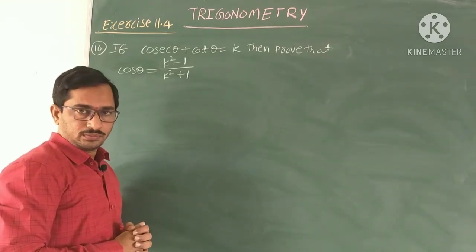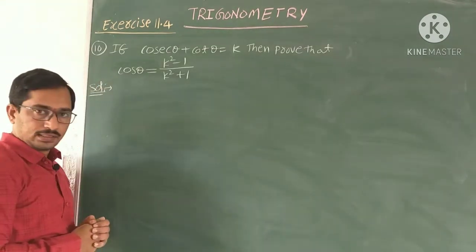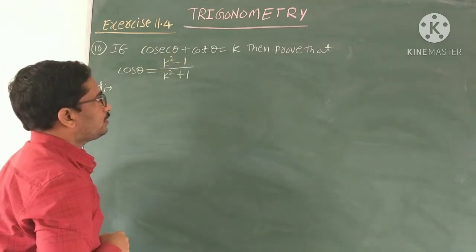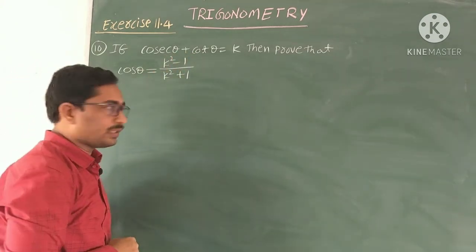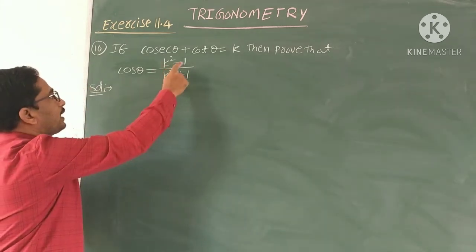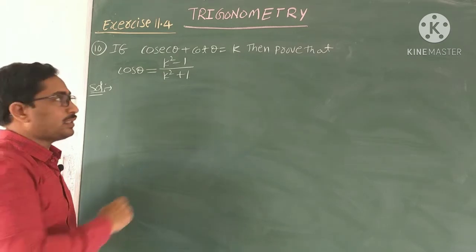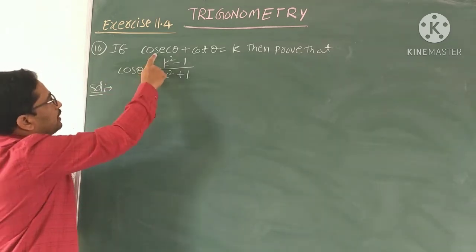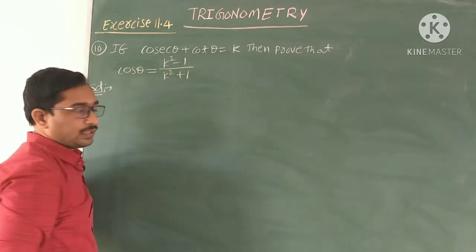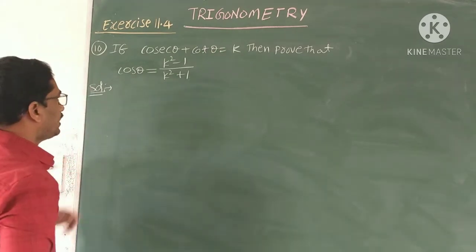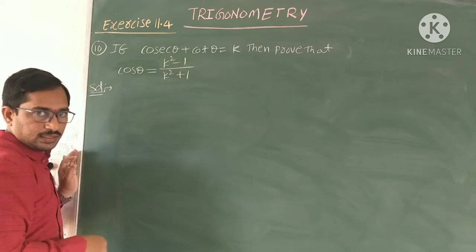Last, the 10th problem. See, it is important from the exam point of view. If cosec theta plus cot theta equals k, then prove that cos theta equals k square minus 1 by k square plus 1. So it is similar to the 9th problem: sec theta plus tan theta equals P, then what is the value of sec theta minus tan theta? It is similar to the 9th. But here we have to find cos theta.